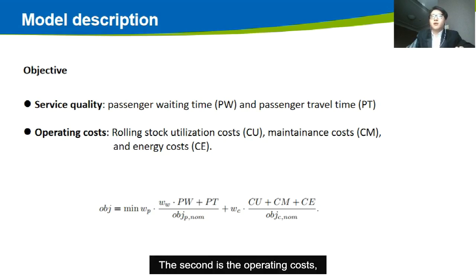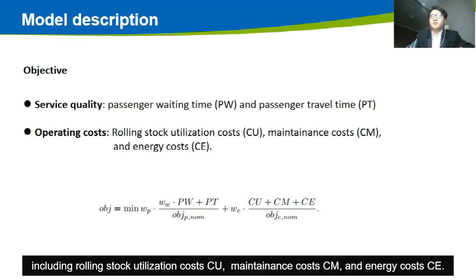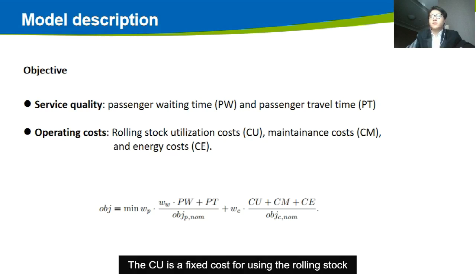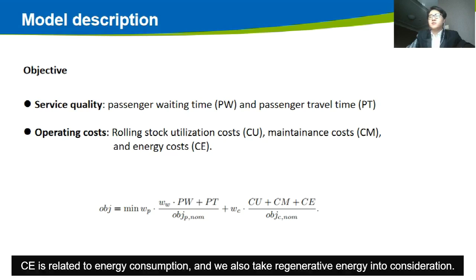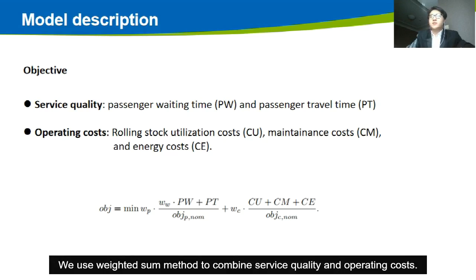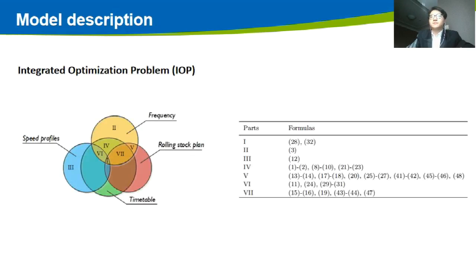The second part is operating cost, including rolling stock utilization cost (CU), maintenance cost (CM), and energy cost (CE). The CU is a fixed cost for using the rolling stock. CM is related to the mileage and also includes empty running or the deadhead trip. CE is related to energy consumption, and we also take regenerative energy into consideration. We use the weighted sum method to combine service quality and operating costs.